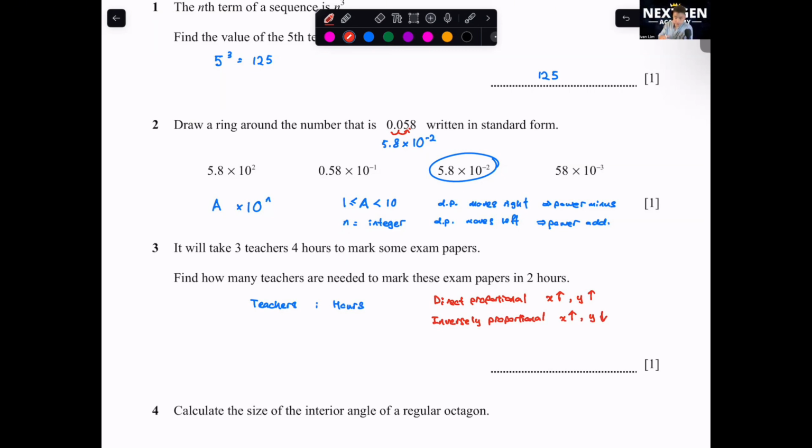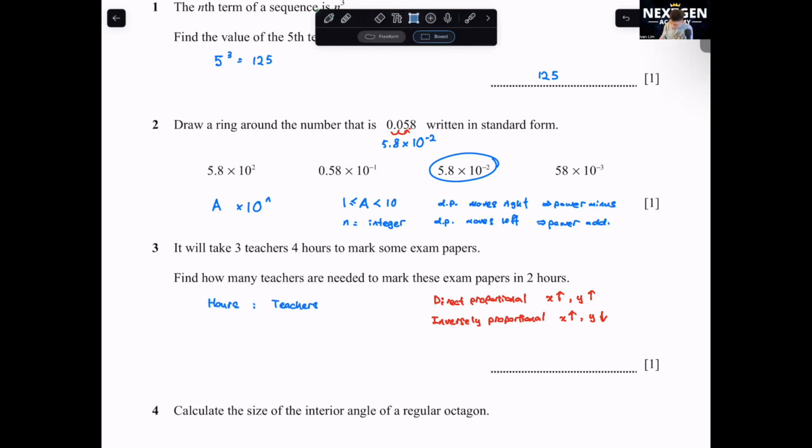So you use your logic. If you have more teachers, do you spend more hours marking the paper, or do you spend less hours? With more teachers, you spend less, right? So if one goes up, the other one will go down. Since they are asking us about teachers, how many teachers, maybe I rearrange this like this, hours to teachers. We have to know that when one of them goes up, the other goes down.